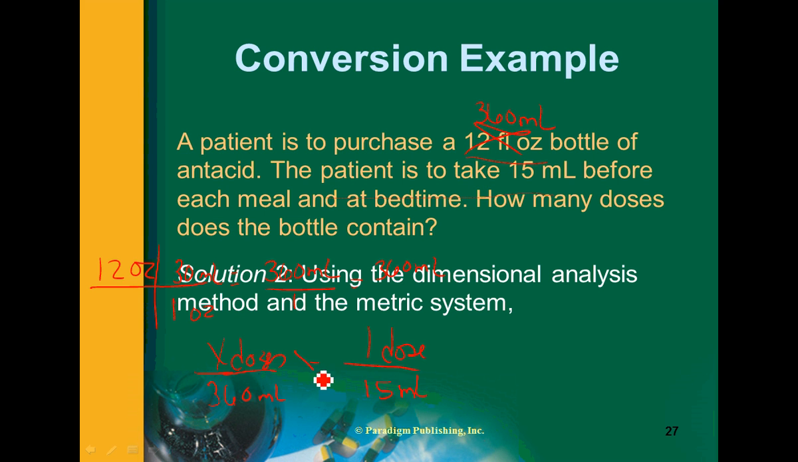Okay. Then you're going to cross multiply. X times 15, whatever you multiply the X by always goes on the bottom. 360 divided by 1. Okay. Then you take 360 and divide it by 15, and you're going to get 24 doses.